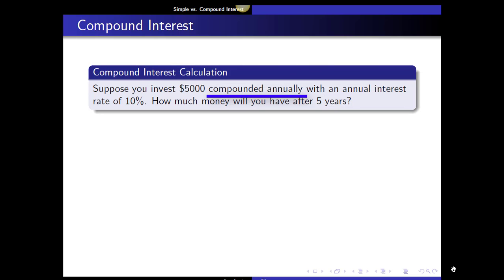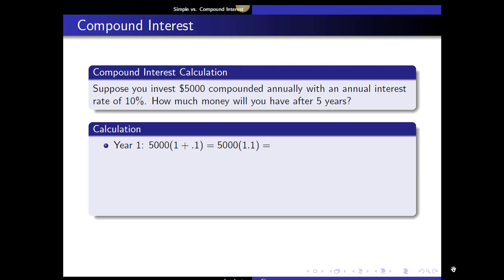With that compounded annually, this becomes a different ballgame. What that means is not only is the original 5,000 earning interest, our interest is actually earning interest. For example, the first year will remain exactly the same as what we saw before, the 5,500, but instead of the 10% being applied to 5,000, we want to apply the 10% interest rate to the $5,500. The way that looks is take 5,500 times 1.1, and that gives us $6,050.